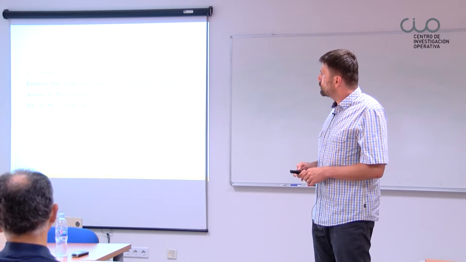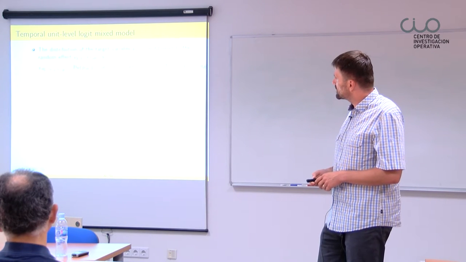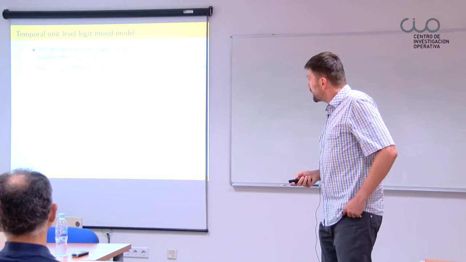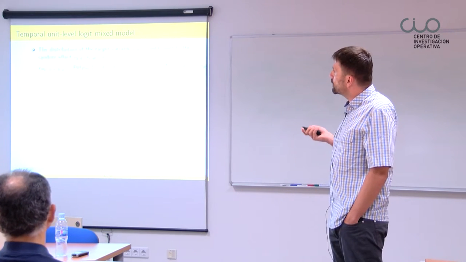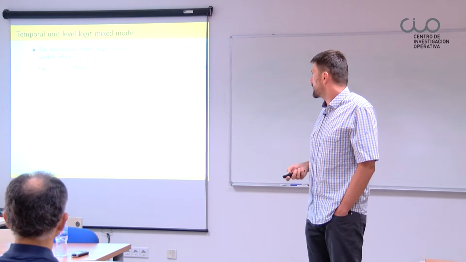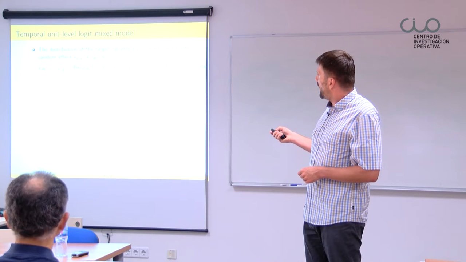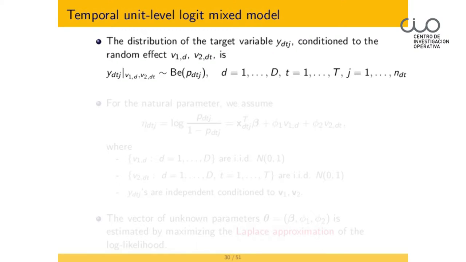And now I would like to continue with a little more complicated model. So we follow the associated centers. And we complicate the model in the following way, that we include some temporal time. So now, the target variable y, we have domain D, time instant T, and individual k. So we have three indices now.